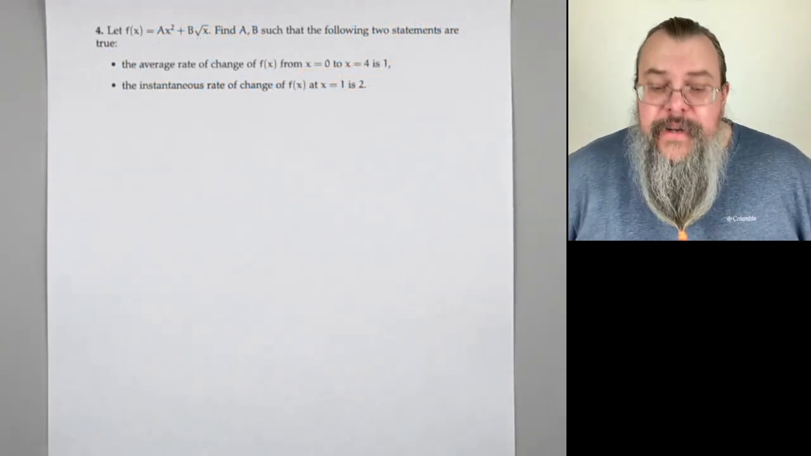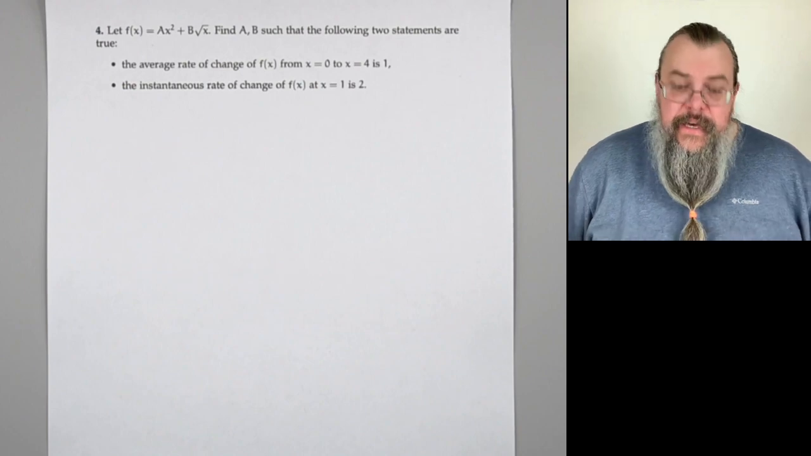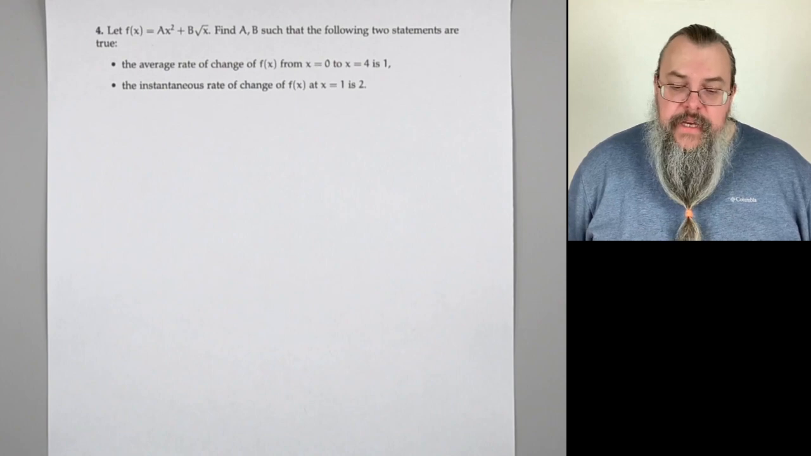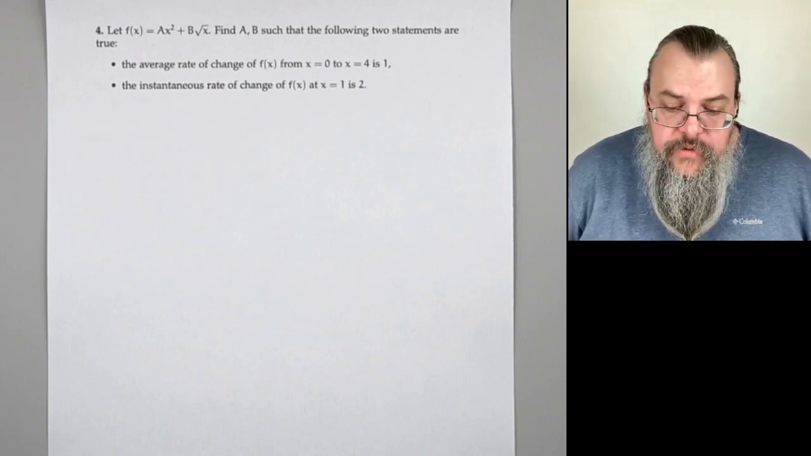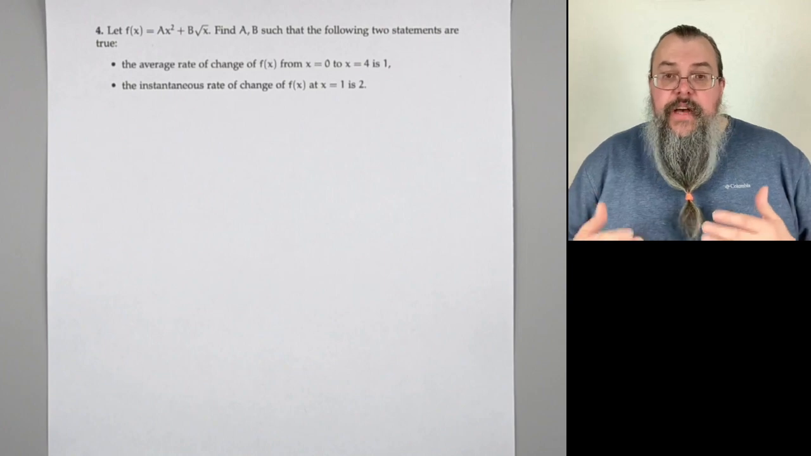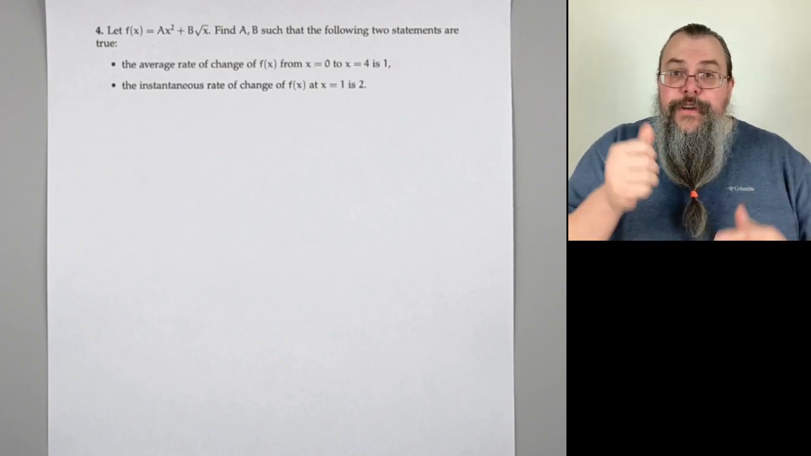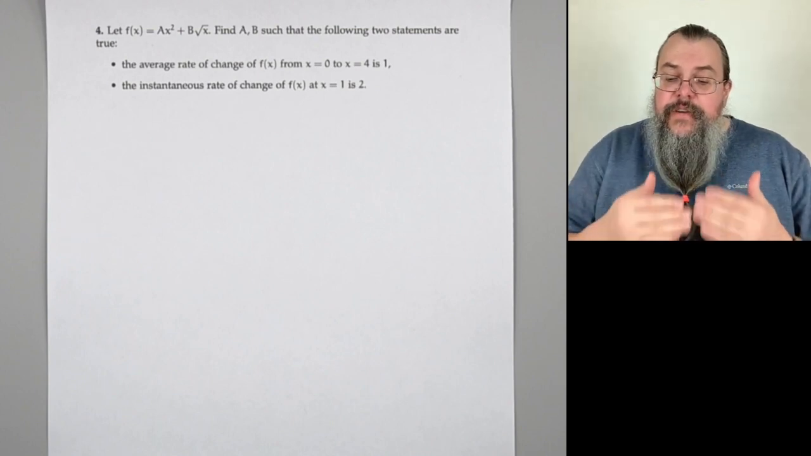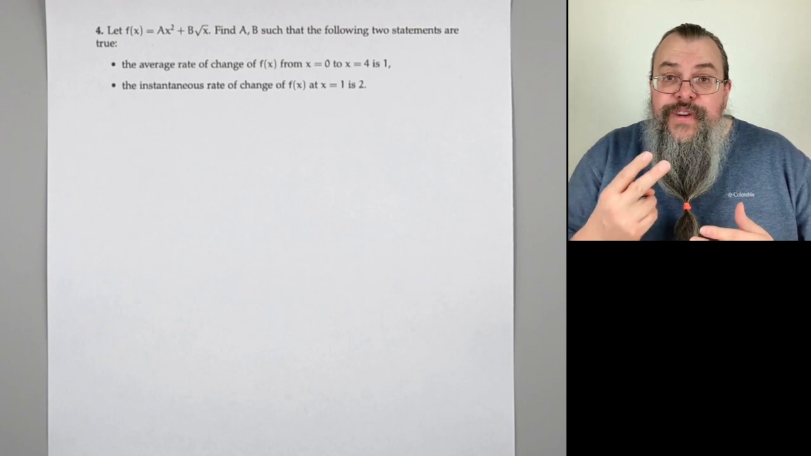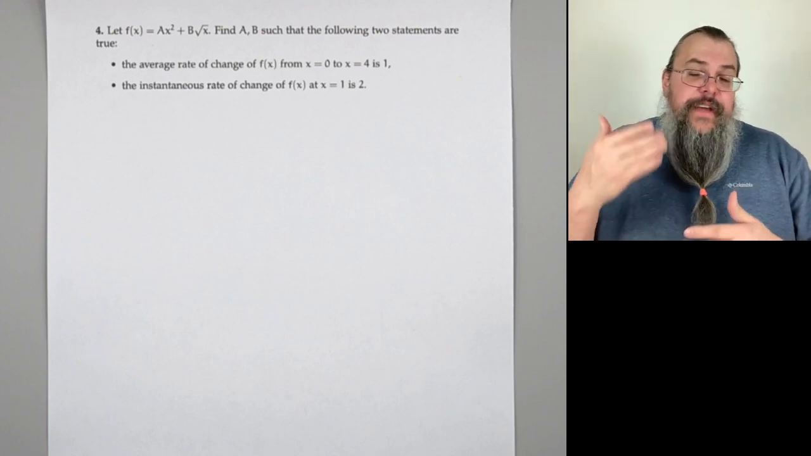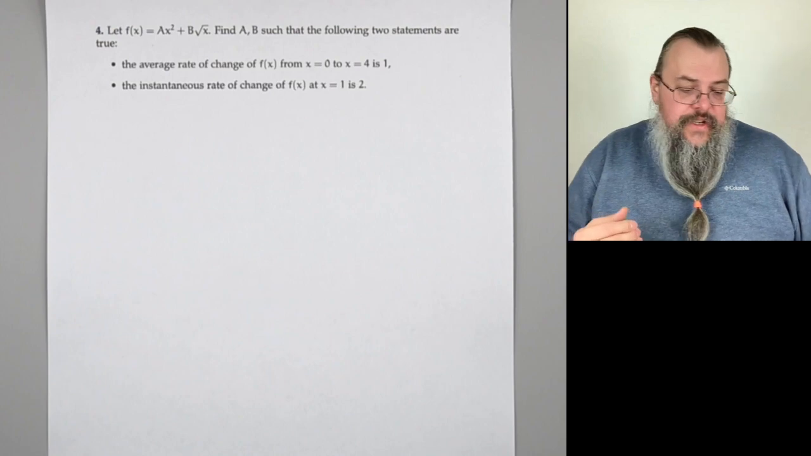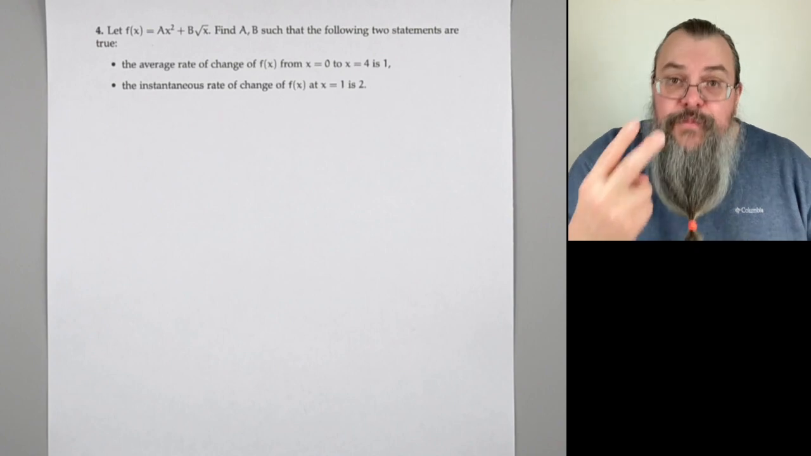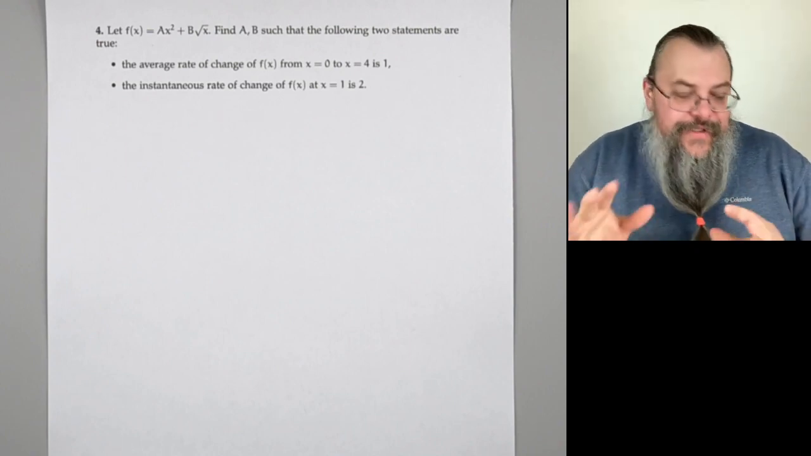So number 4, let f of x equal ax squared plus b square root of x. Find a and b such that the following two statements are true. The average rate of change of f of x from 0 to 4 is 1. The instantaneous rate of change of f of x at x equals 1 is 2. So this is a problem which involves average rate of change and instantaneous rate of change. And of course there's a and b, 2 things to find, and they gave us 2 pieces of information. So that sounds like a good deal.